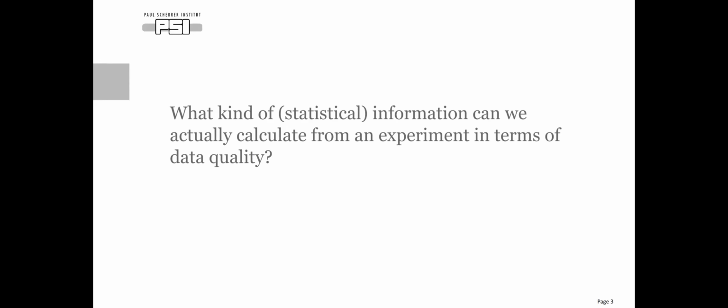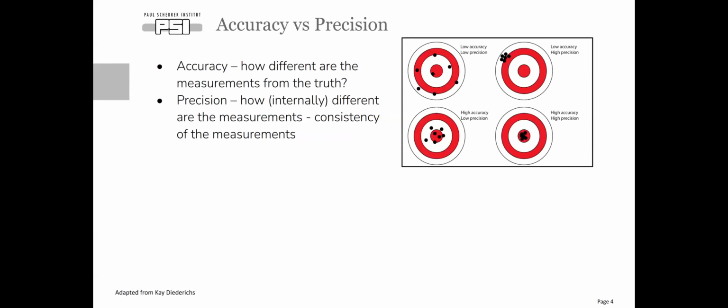So the first question I would like to answer is, what kind of information can we actually get from our data in terms of data quality? I mean, the previous talk already touched this a bit, so I will talk a little bit about accuracy and precision. So accuracy is basically, if you have a look at the right picture, how different our measurements actually are from the truth. In comparison to that, we have the precision, which tells us how internally consistent the measurements are.